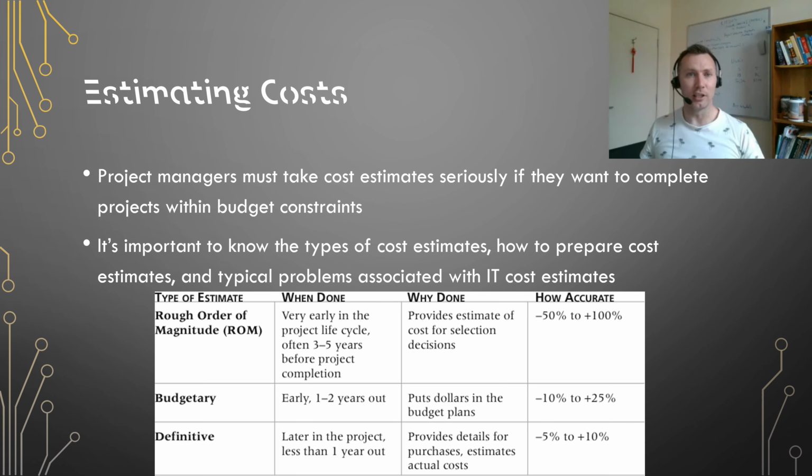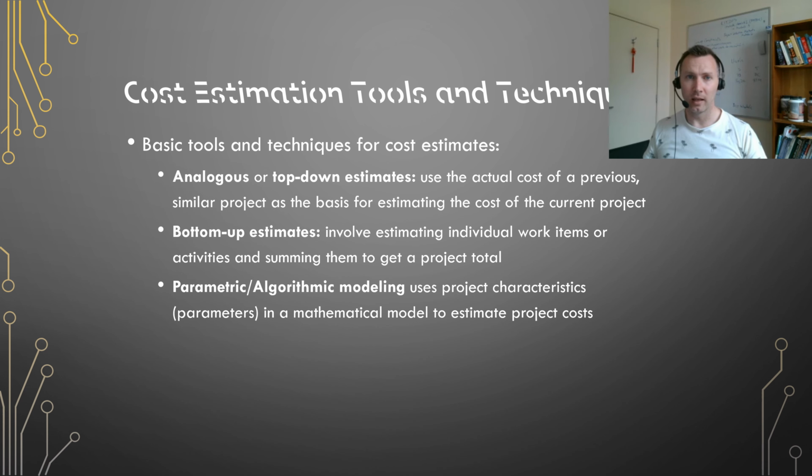A large percentage of total project costs are often labour costs. There are a range of cost estimation tools and techniques, and we'll look at them in more detail, but broadly, the analogous or top-down estimate uses the figures from a similar project and bases the current cost on that. Bottom-up estimates work out what each task would likely cost and then add those task costs together. And parametric modelling does some mathematical magic to work out the likely cost of a project.